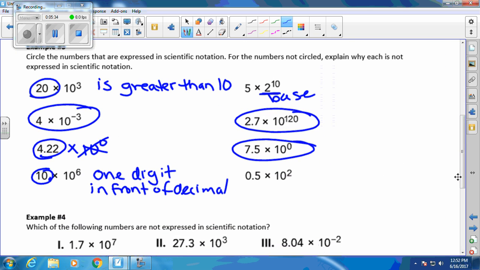Powers of 10 are easy. 10 to the first is 10, 10 to the second is 100, 10 to the third is 1,000. The exponent tells you how many zeros there are. The next two were written correctly, and this one, this number is less than 1, so that can't be scientific notation.